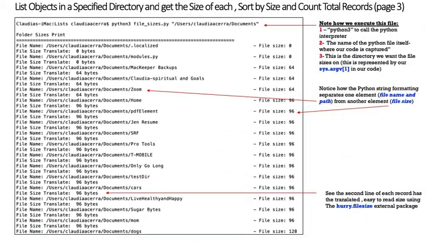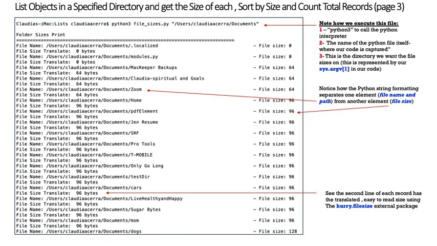And here we'll see exactly how to execute this file, and then we'll see the resultant output. So this first line right here, notice a couple of things. I start with Python 3 to call the Python interpreter. Then I input the name of the file itself, where our code is captured. And finally, this is the directory we want the file sizes on. This is represented by our sys.argv1 in our code that we just spoke about. Now when we press enter, we get all this wonderful output.